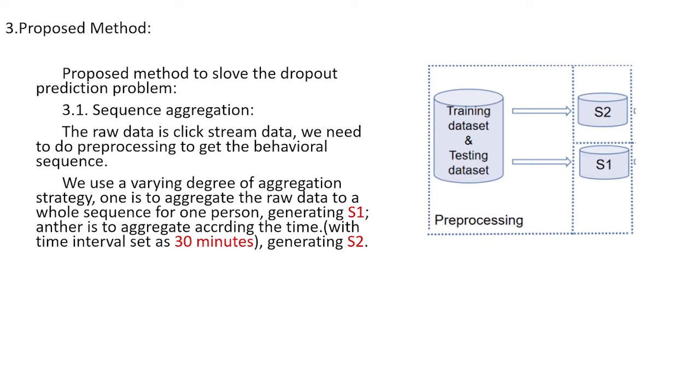The third part is the proposed method in this paper. The method in this paper can be separated into two parts, preprocessing and mining features. In the first part, preprocessing, which can also be called sequence aggregation, because the raw data in our dataset is clickstream data, we need to do preprocessing to get a behavioral sequence.